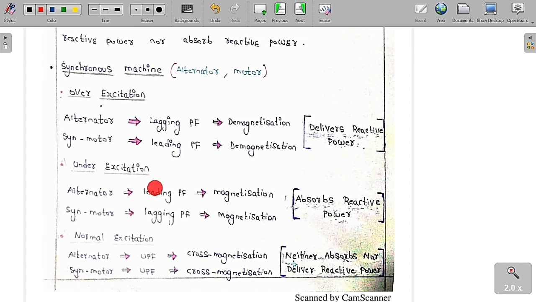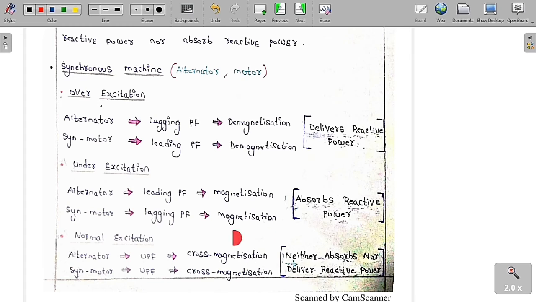Similarly, at under-excitation, I've already told you, mod of EF is less than mod of V. Then the alternator is going to act at a leading power factor. Therefore, simply we can say that it is magnetization. Magnetization means it is going to absorb the reactive power from the outside world, or from the bus bar. For the synchronous motor, the power factor changes to lagging, but the effects are still the same: the same magnetization effect.